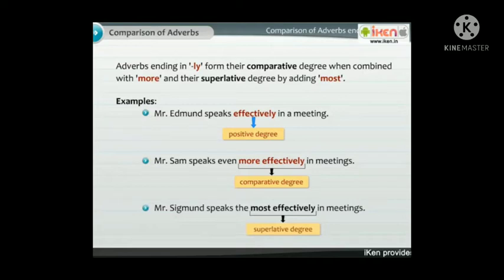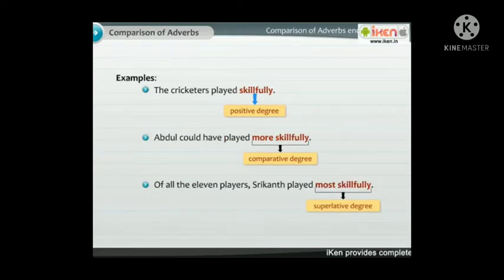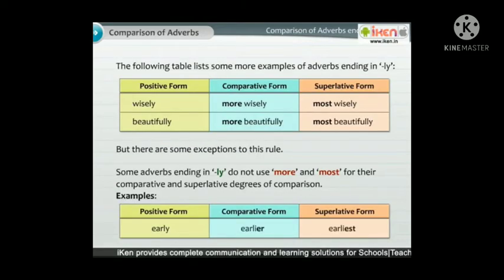All right. For example, the cricketers played skillfully. This is the positive degree, again ending with ly. So be careful while changing them into comparative and superlative degree. They will be changed by adding more and most. Like Abdul could have played more skillfully, and of all the 11 players, Shrikant played most skillfully. The following table lists some more examples of adverbs ending in ly, like wisely, most wisely, most beautifully.